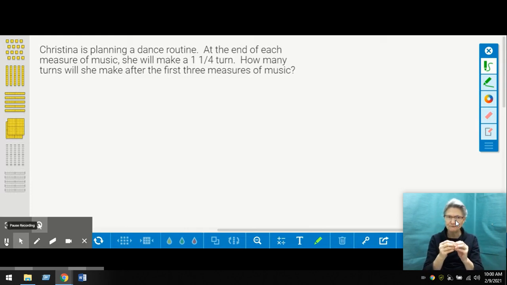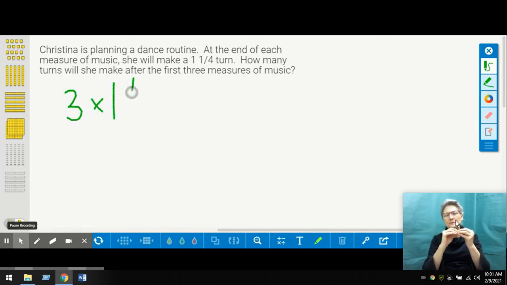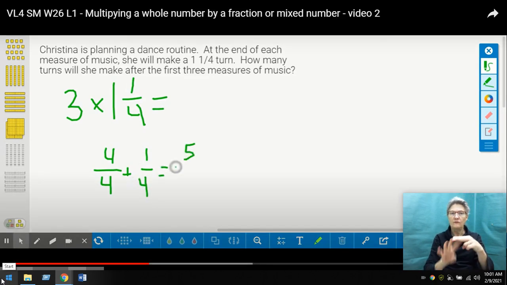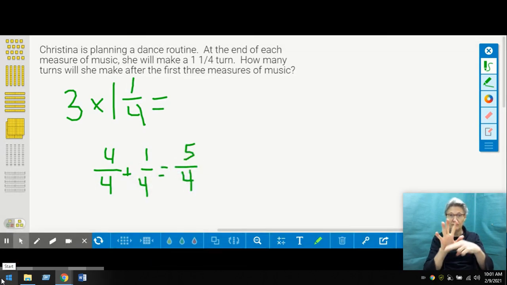So let me write out this equation again because we had 3 times 1 1/4. So we can rename 1 1/4 as a fraction. Well, let's think about that. I know that 1 1/4 is the same as 4/4, and then I have this 1/4. So together, those are 5/4. So 1 1/4 is the same as 5/4.